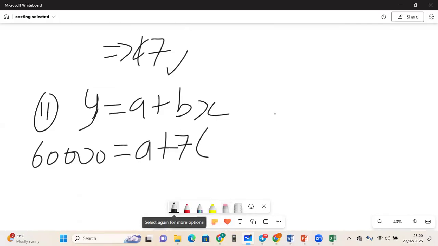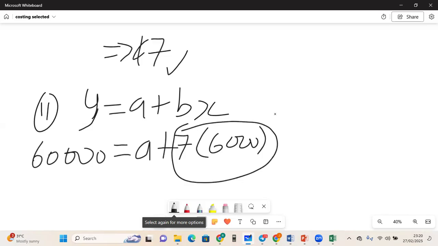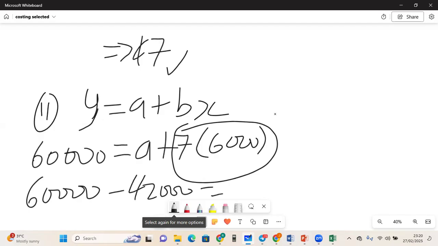And then our activity cost that we are looking for is what? The activity cost we are using is 6,000. So we put it here. Now, this is going to come here because we want A to stand alone. So 60,000 minus 7 times 6,000, 42,000 is equal to A.